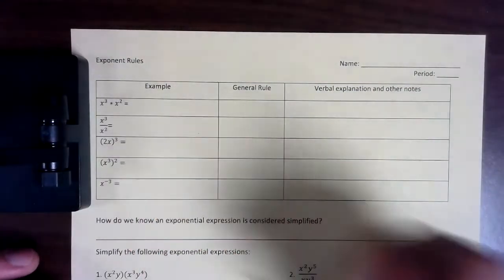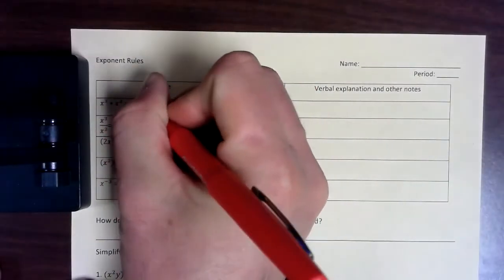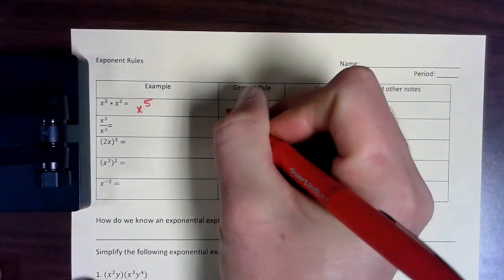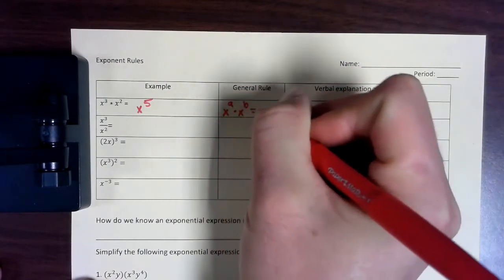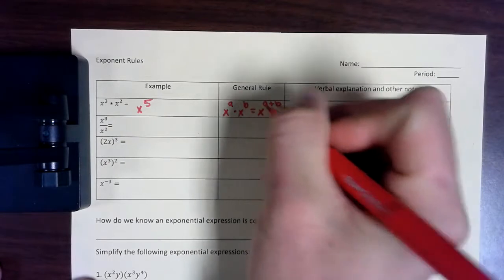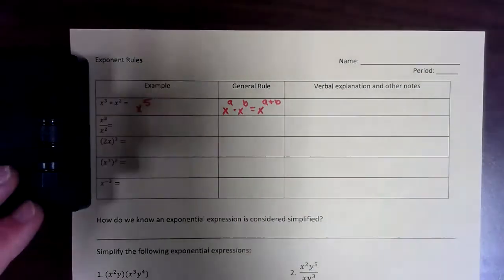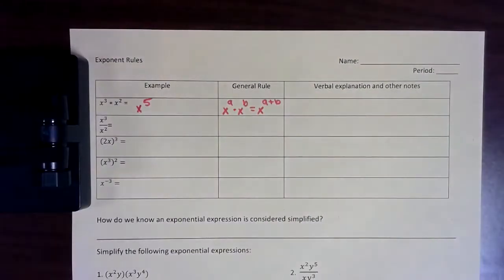So first example, if I have x cubed times x squared, that is x to the 5th. And the reason how I got that is I took that same base and added the exponents. So x to the a plus b. That is the general rule for when we're multiplying same base exponents, we're going to add those exponents.